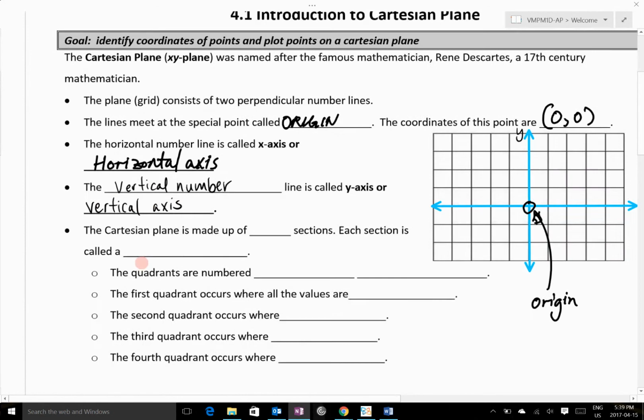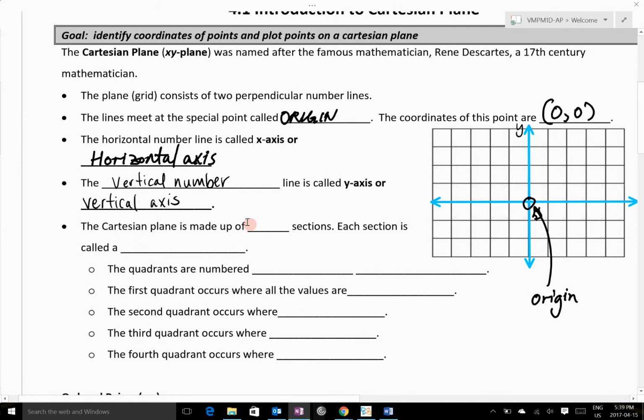A Cartesian plane is made up of 4 sections. You might notice we have some sections here, looking at the 4 different squares or blocks that are made from the division of these axes. So it's 4 sections, and each section has a special name. It's called a quadrant. Each section is a quadrant, and quadrants are numbered using Roman numerals, so we'll number them 1, 2, 3, and 4.